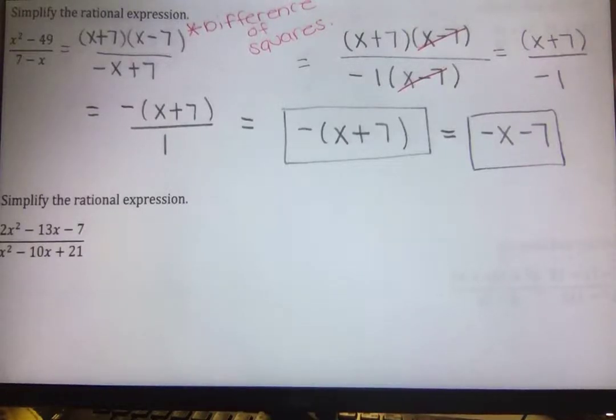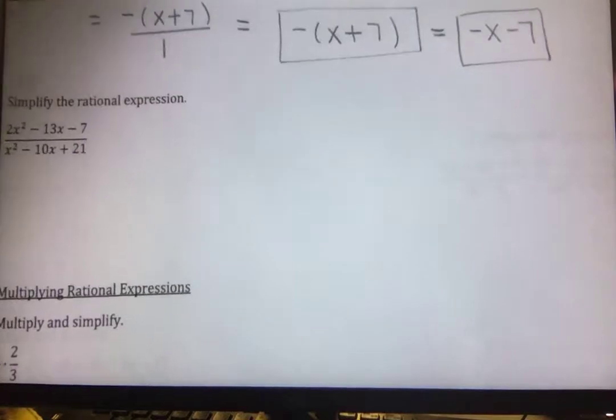Last simplifying example. It says to simplify the rational expression 2x squared minus 13x minus 7 all over x squared minus 10x plus 21. So same thing: factor the top, factor the bottom. Once they're factored, see what factors can cancel. It's just a lot of putting it all together. So let's go for it.